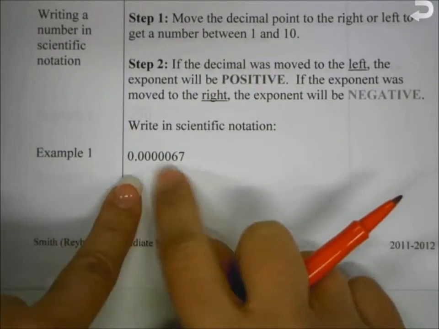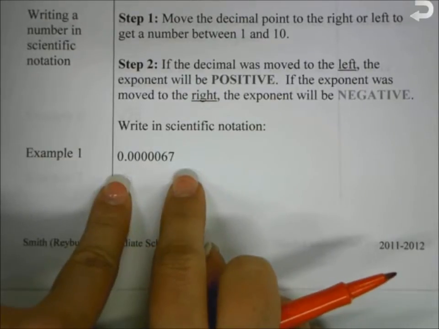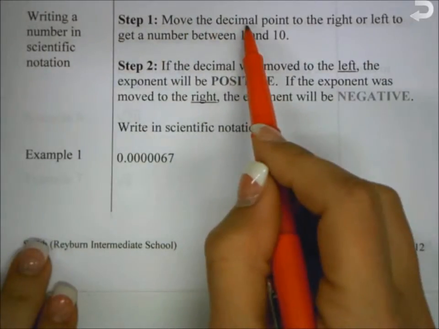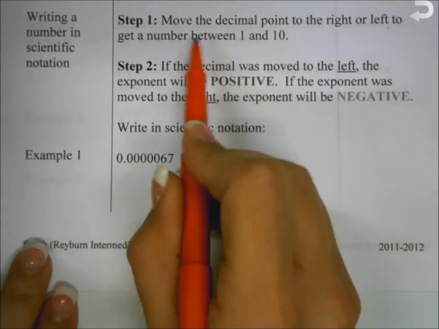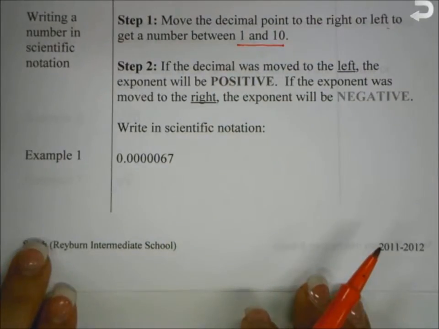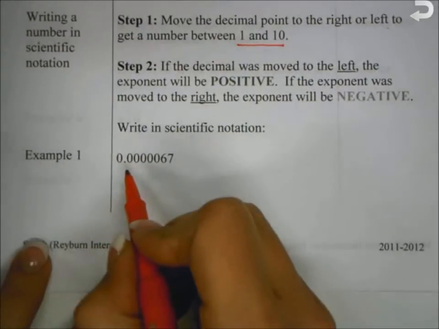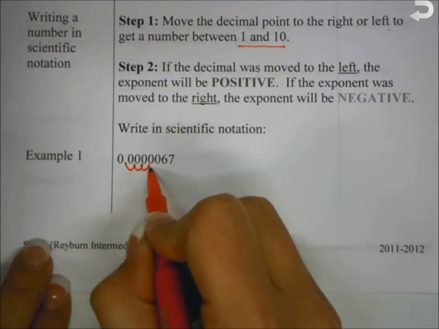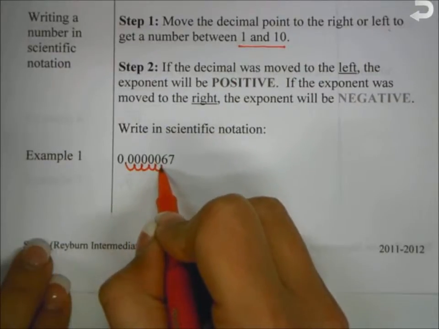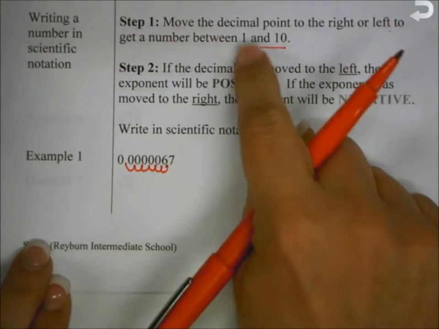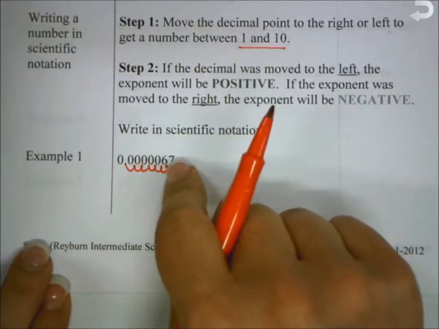Step 1 tells us we need to move the decimal point to the right or left to get a number between 1 and 10. So will I be moving the decimal place to the right or to the left? To the right. So let's count how many places. 1, 2, 3, 4, 5, 6, right? And I stop there, because I want a number between 1 and 10. If I moved it 7 places, I would get 67, and is that between 1 and 10? We're always going to have just one number in front of the decimal place.